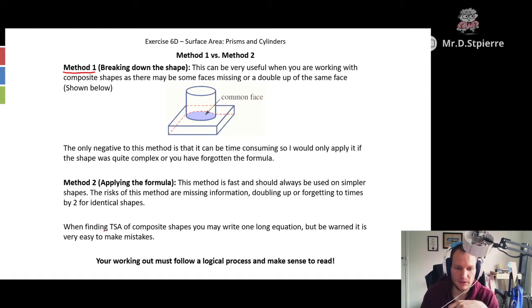As it says there, when finding the TSA of composite shapes, you could build one massive combo formula. It's like, okay, we'll take the formula of the cylinder on the top, combine it with this prism, then take away some certain bits to make it work. We can make a very long formula, but sometimes it's pretty easy to make mistakes doing that. So it's easy to do the breakdown and just look at individual faces. Just list all the faces is pretty much what method one is: list all faces and work on them individually and then just add them together at the end.